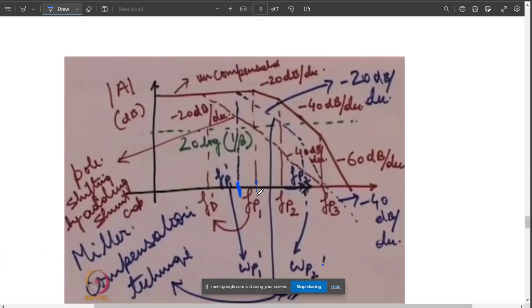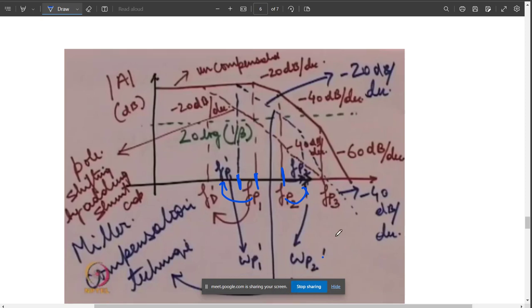So earlier FP1 was there and FP2 was there, right? But now FP1 shifts to here, let's make it like this, FP1 shifts to here and FP2 shifts to here. So thus our stability has increased, but the bandwidth has not decreased at all.